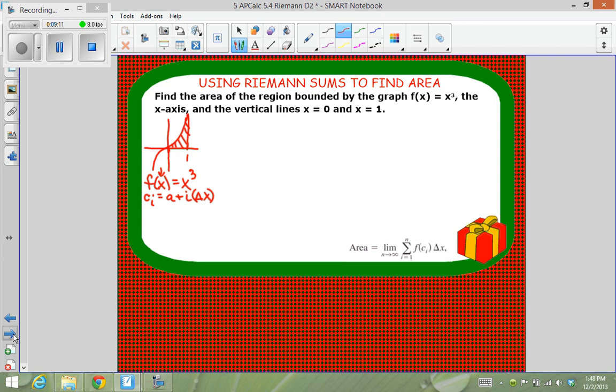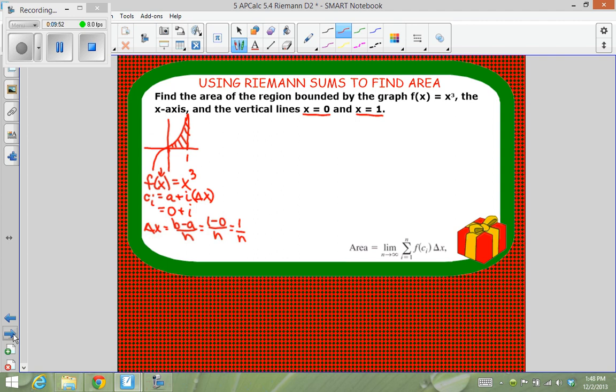Our a value is 0 because it says x equals 0, so my a value is 0 plus i, which is going to change from one thing to the next every time I move over another width. But I've got to multiply times delta x, and I don't know delta x yet. So let's drop back down here and find delta x. Delta x is b minus a over n. Our b came from this right here. That's 1 minus our a value of 0, over n, in this case, because it didn't tell us how many rectangles. So our b minus a over n is just going to be 1 over n.